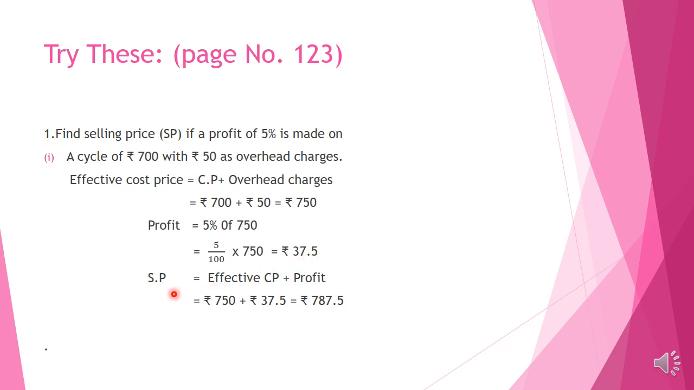Therefore SP, what is the formula for SP? Effective CP plus profit. Effective CP we have is rupees 750 and the profit is 37.5. These two values we have to add, and we get SP as rupees 787.5. So here I have used the formula. If you want, you can use the unitary method. Both methods are there. Whichever is convenient or easy for you, that method you can use. Okay children.